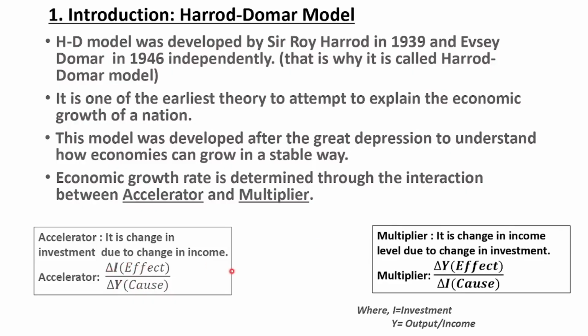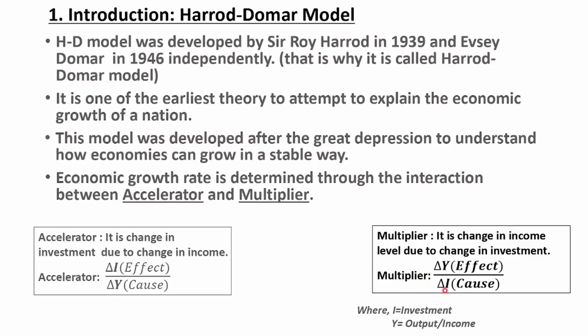Now let's come to the multiplier. The multiplier is just the opposite of the accelerator. Multiplier means the change in income level due to the change in investment. Here change in investment is the cause and change in income is the effect. The accelerator helps to increase the investment, and the multiplier helps to increase the income. So they are just the opposite of each other.